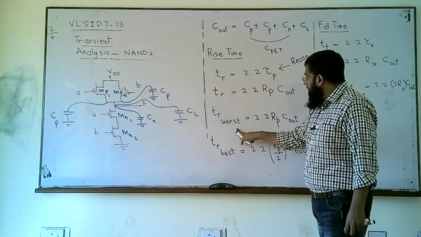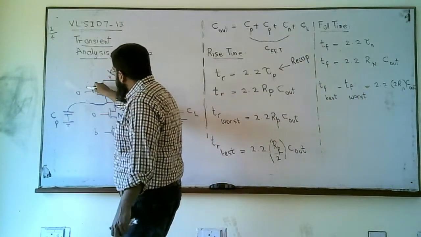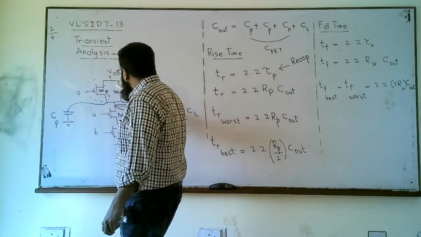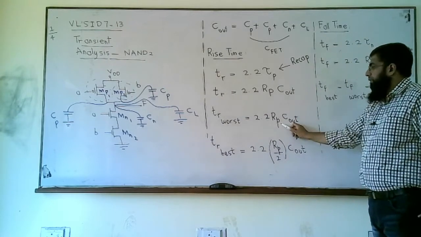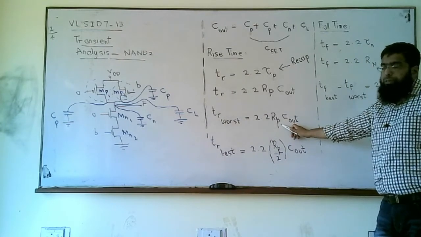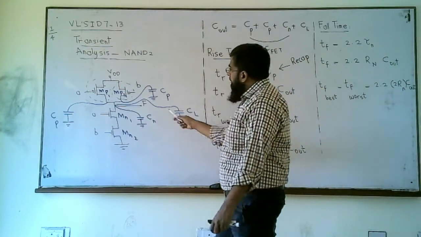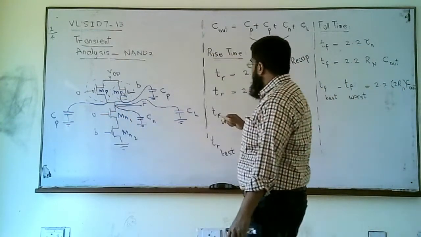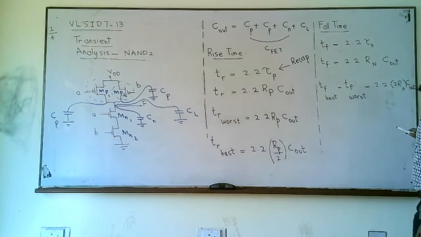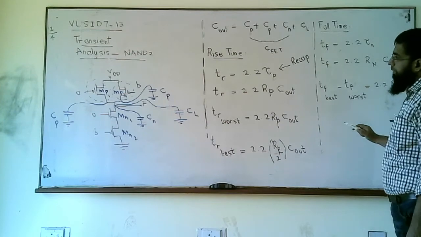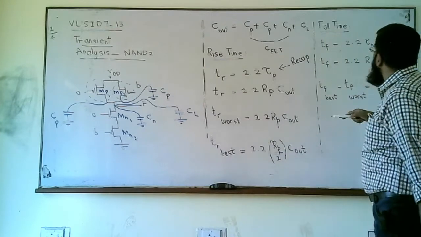So the worst case delay would be when we have only one of these two parallel transistors on, either this one or this one, but not both. So that will offer a resistance equal to the resistance offered by a NOT, small Rp, times Cout. And the best case delay would be when these two transistors both are on. This means they will offer the least possible resistance, Rp by 2, because they will be in parallel and the resistance offered will be cut to 1/2.